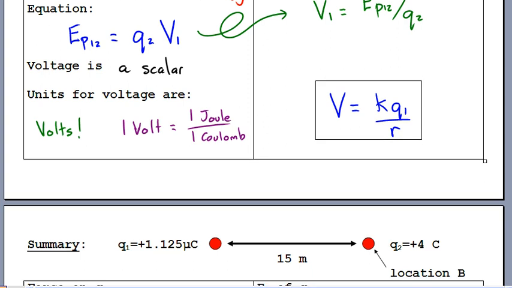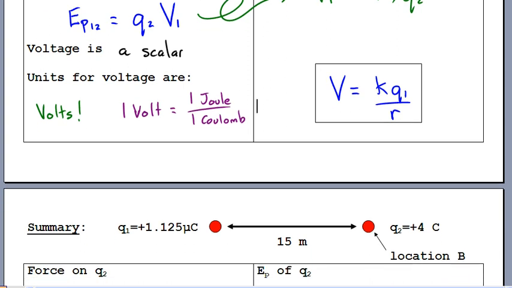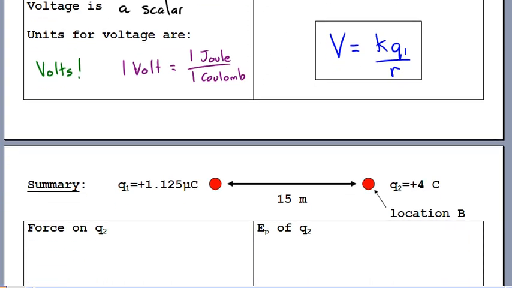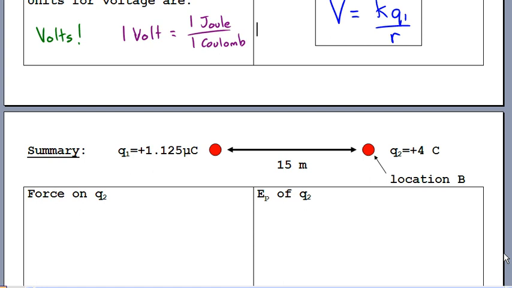Okay, let's put together everything that we've seen now in this chapter. We can do it on this one page, and we'll be able to see all 4 major corners of the chapter right here. So here's the story. Q1 is 1.125 microcoulombs, and I want you to think about it as being there first. That's why it's number 1. It's been there for a very, very long time.